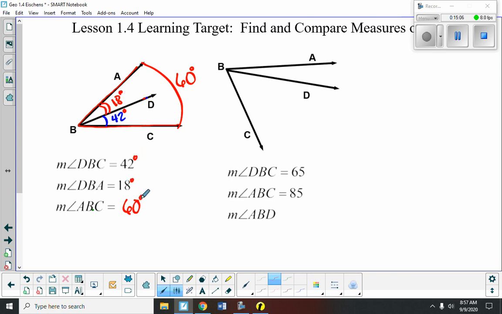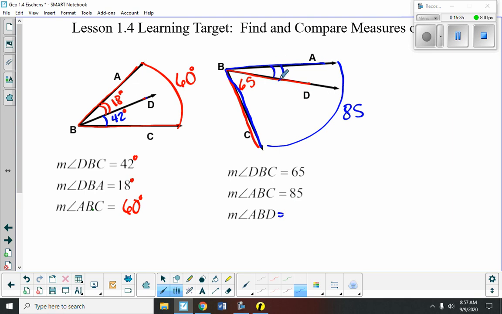Next one, the measure of angle DBC is 65. From D to B to C, this is 65, label it, and then angle ABC. Now this one's a little bit different. A to B to C. So the whole thing is 85. And it says, what is the measure of angle ABD? ABD, that's this one right here.